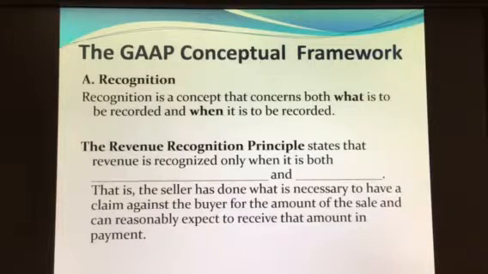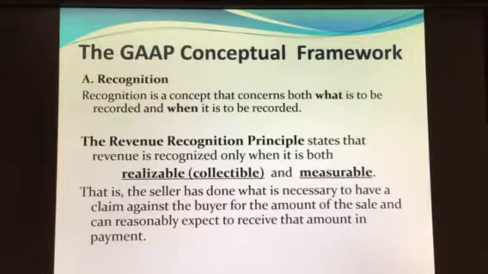The revenue recognition principle states that revenue is recognized only when it is both realizable and measurable. Realizable here means that it's collectible. There's a couple of things involved here: that the seller has done what they need to do to have a claim against the buyer. They've conveyed the product, or they have completed the service, so they are due payment, and there is the full expectation that the buyer is going to be able to make good on that, that is, to be able to make payments.